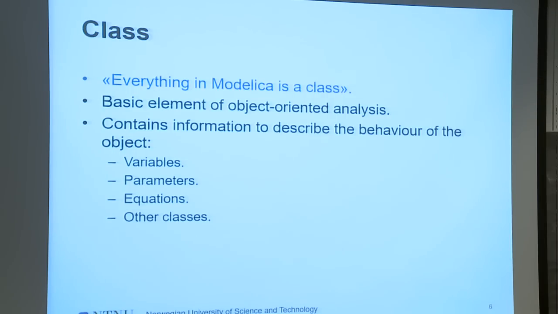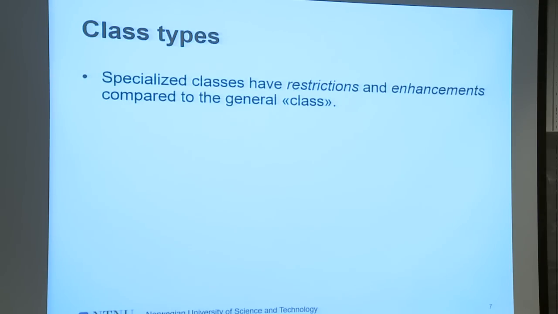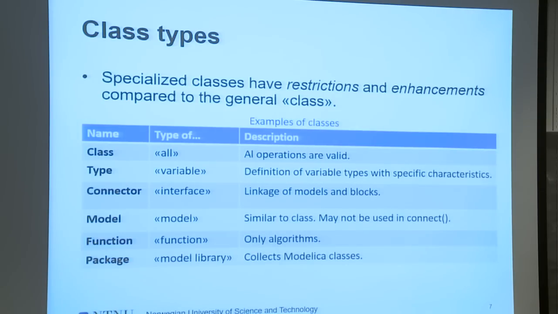And other classes means in a model, you have a model, and that model can contain models, and so on. Sounds really interesting. But what kind of classes do we have? We have the overall class, which is just saying class. Then we have specialized classes, which have, on the one hand, restrictions, but also improvements compared to the general class. And these you can see here in this table.